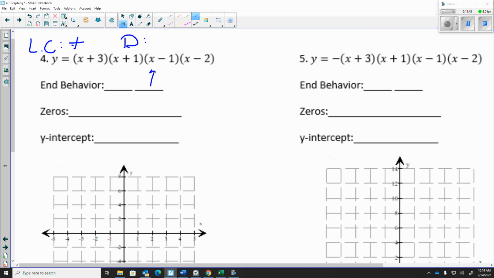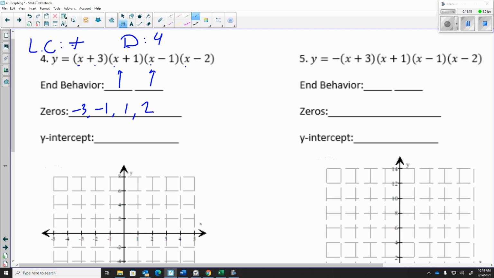Because there's 1, 2, 3, 4 x's. That is even. That's an even number. Even football ref means the sides match. Yes? So, what's the left side doing? It's also going up. The zeros, you just have to switch these numbers. So it's -3, -1, 1, and 2.